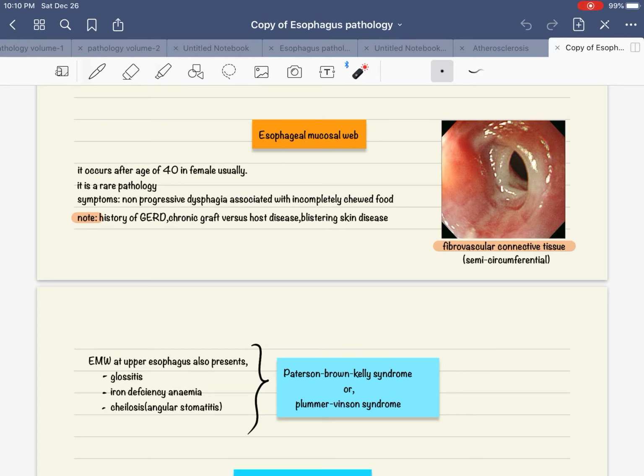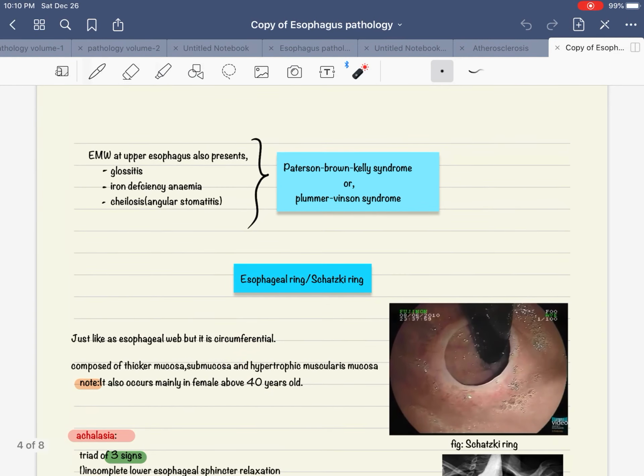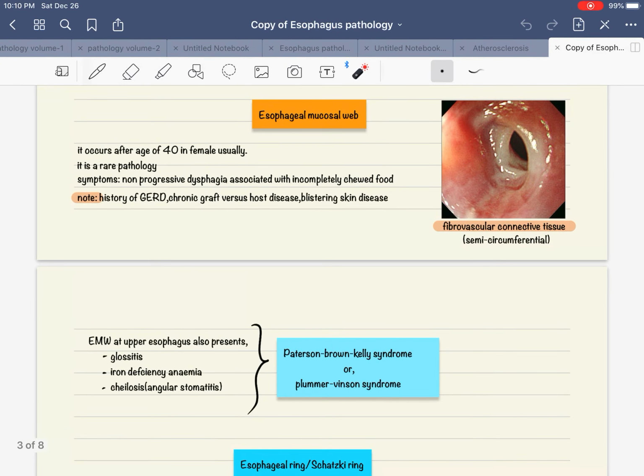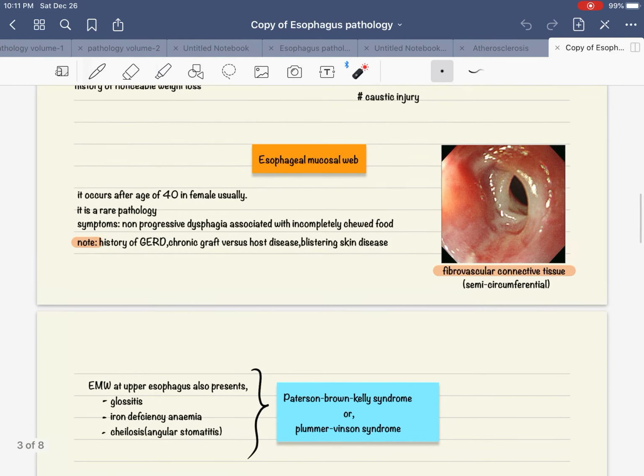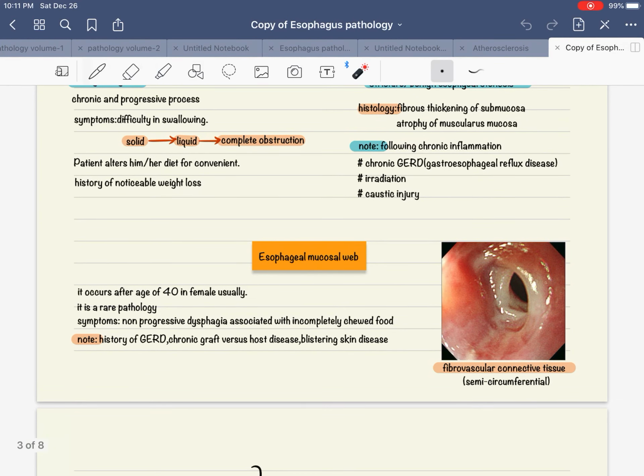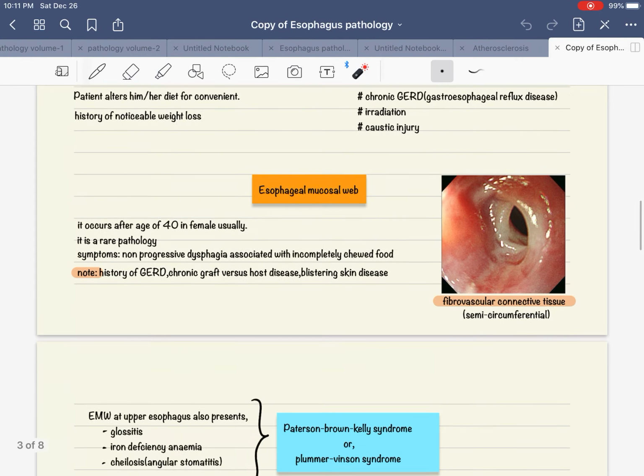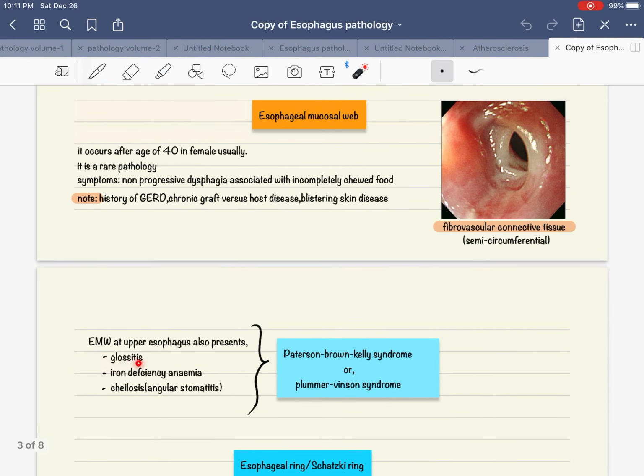Assalamu alaikum. In my previous tutorial I discussed the esophageal mucosal web and the esophageal ring, that means the Schatzki ring. One more thing I want to tell you: if an esophageal mucosal web is present with three cardinal features, that means glossitis, iron deficiency anemia, and cheilosis, that means angular stomatitis, then this is termed Patterson-Brown-Kelly syndrome or Plummer-Vinson syndrome.